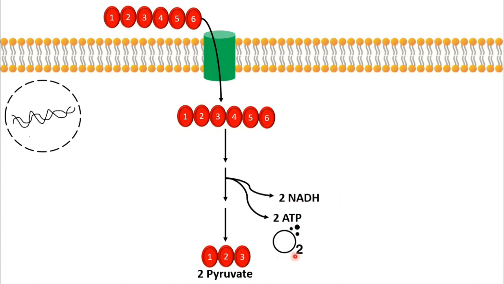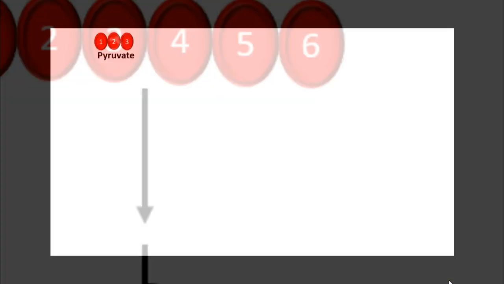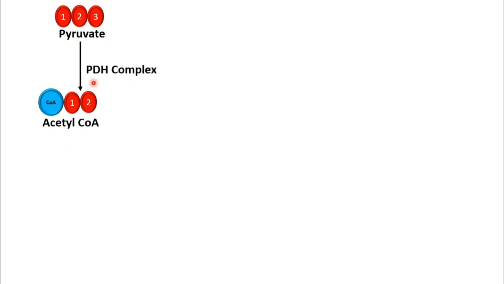If there is a good supply of oxygen and in the presence of mitochondria, these molecules of pyruvate will get in the mitochondria. So now let's zoom in and see what is going on inside the mitochondria. Inside the mitochondria, these molecules of pyruvate will be converted to acetyl-CoA by the enzyme that is called Pyruvate Dehydrogenase complex. Pyruvate has 3 carbon, and acetyl-CoA has just 2 carbon. So that means we lost a carbon in the form of CO2.